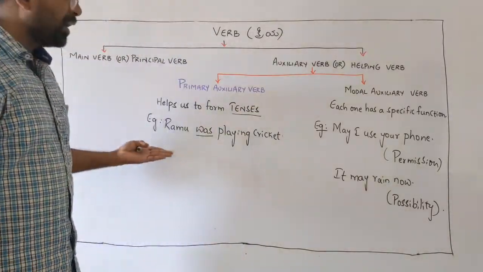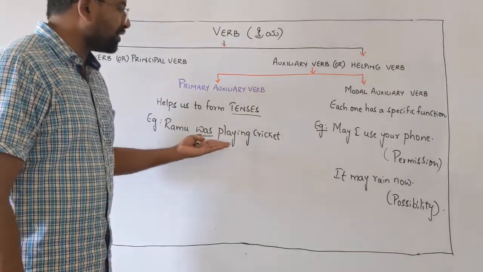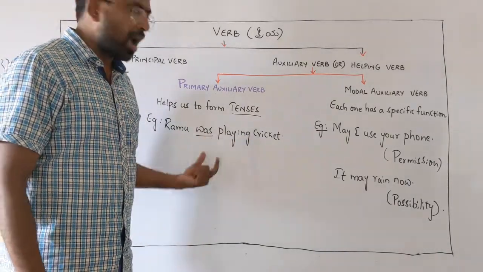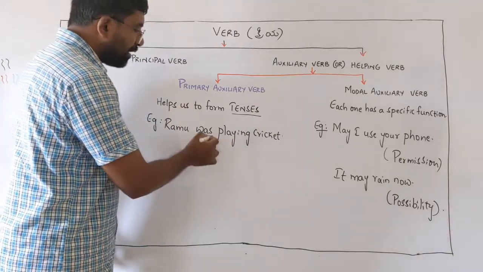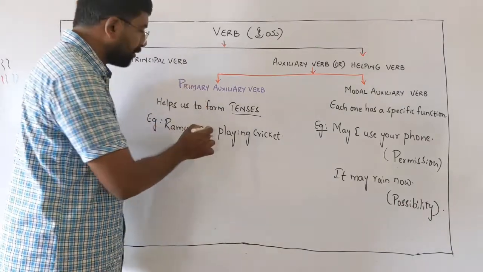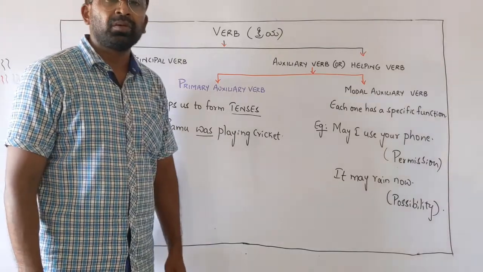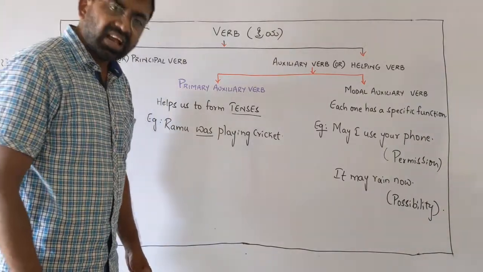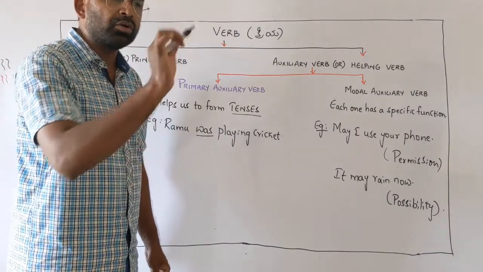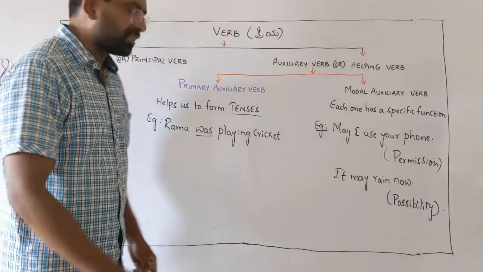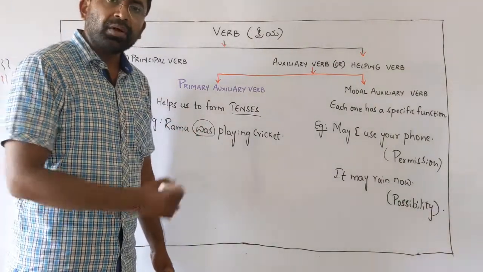For example, let us take the primary auxiliary verb was. Ramu was playing cricket. Here, forget about the text for a moment. I have used the primary auxiliary verb was. Now, what does this signify? This tells us that the action is not related to the present or to the future. It is definitely related to the past because I have used the primary auxiliary verb was.